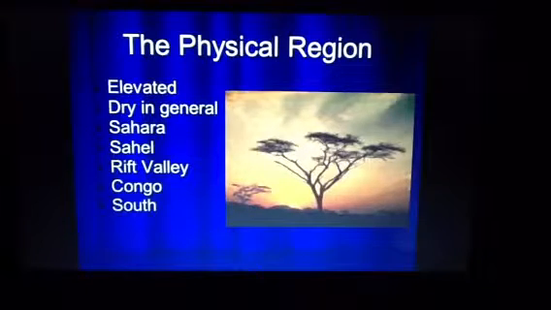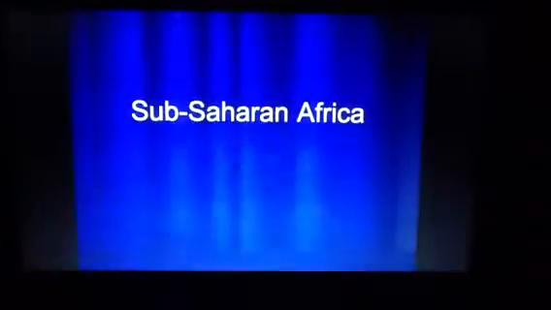The area just south of the Sahara is called the Sahel. And the Sahel is this transition zone that gets a little bit of rain, but it's still fairly dry. Several people live in the Sahel region and farm there. There's also a place called the Rift Valley, which is a place where plates are separating. I'll get to that in a second. The Congo is the central part of Africa. It's an actual rainforest. And then we have the southern part of Africa.